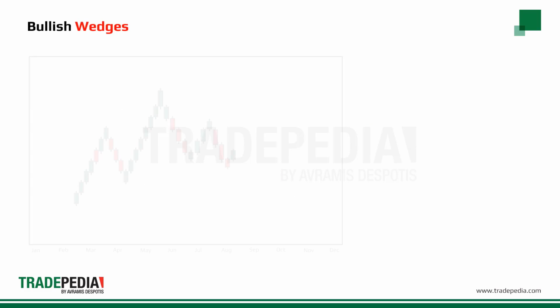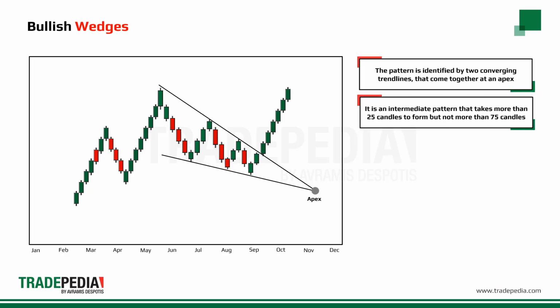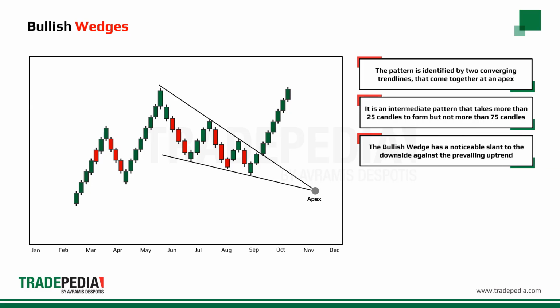For a bullish wedge, the pattern is identified by two converging trend lines that are wide at the base and contract as they come together at an apex. It is an intermediate pattern that takes more than 25 candles to form, but not more than 75 candles. The bullish wedge has a noticeable slant to the downside against the prevailing uptrend.